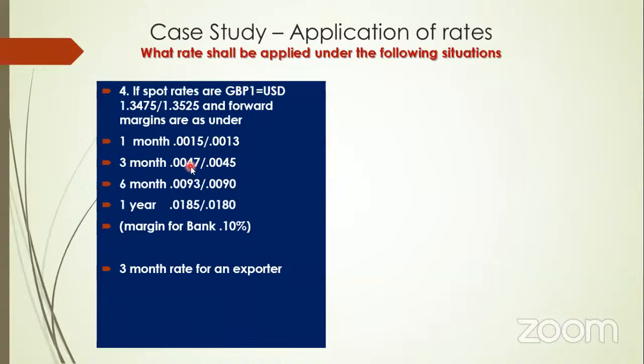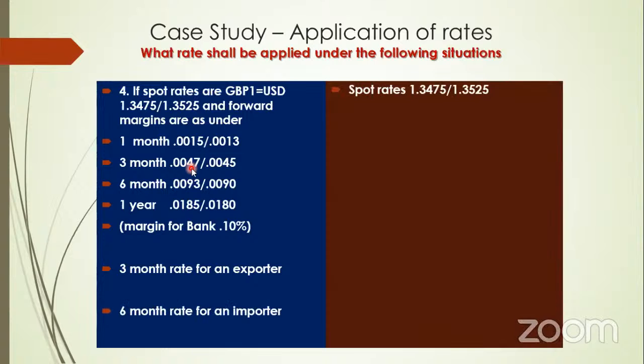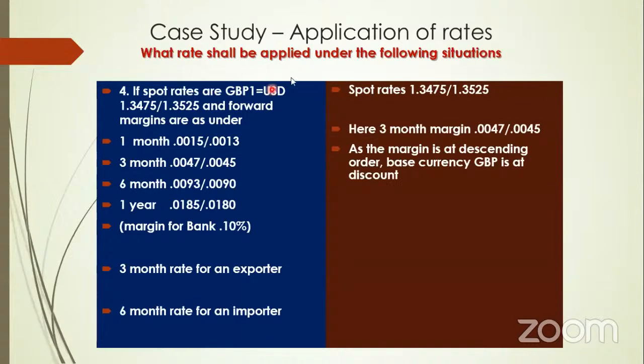Now this you have to deduct. Why am I telling you to deduct? Because on this side, the pound is at a discount. So you deduct 0.0047. Don't add. Now the working details will come here. 3 month margin. You go and pick up the 3 month margin: 0047 for exporter, 0045 for importer. As the margin is descending, the base currency, pound sterling, is at a discount.